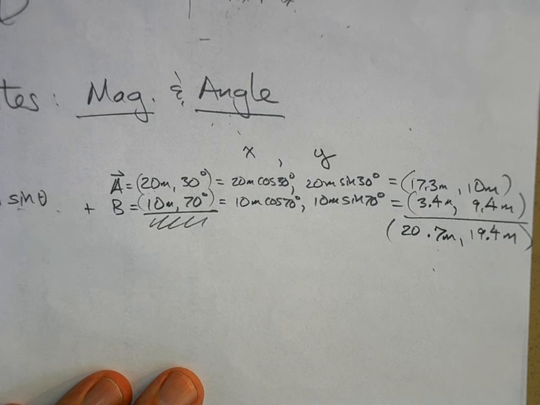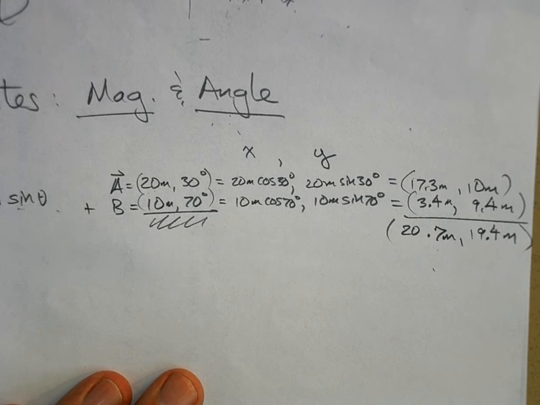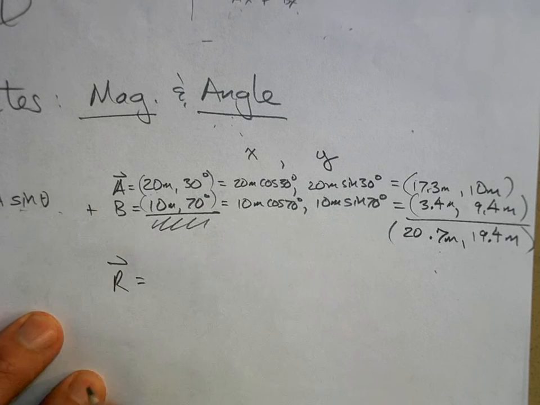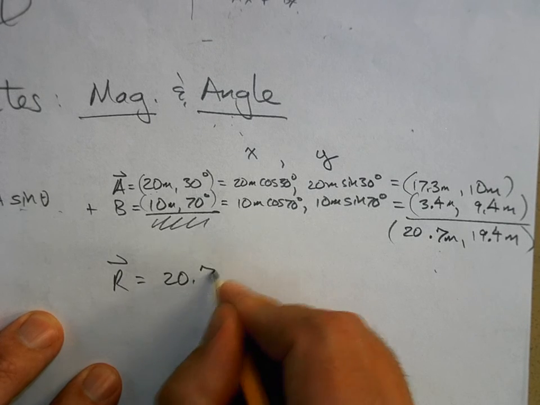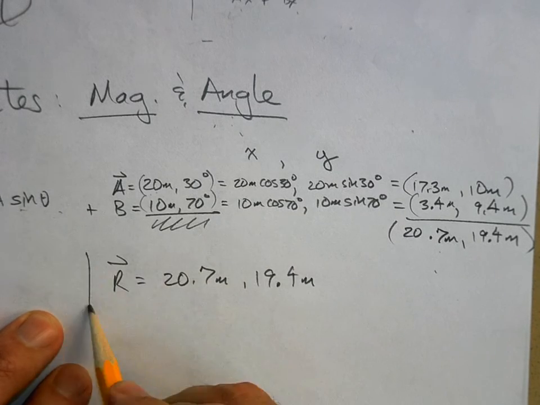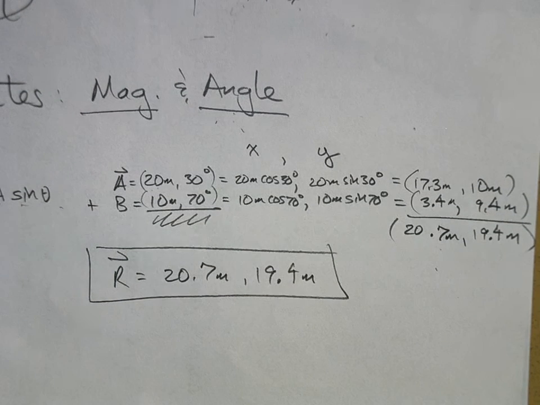See, if vectors are in rectangular coordinates, I just add their like components. I add their x component and I add their y component. So I could say, hey, vector R, the resultant, is 20.7 meters, 19.4 meters. Is that my answer? Sure, that's your answer in rectangular coordinates. But I want you to give me the answer in polar coordinates.